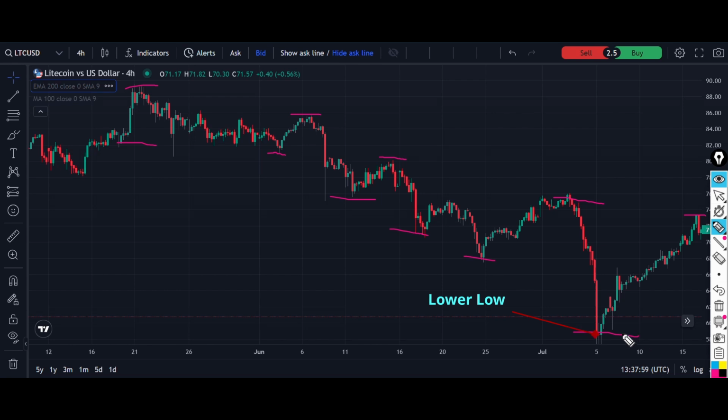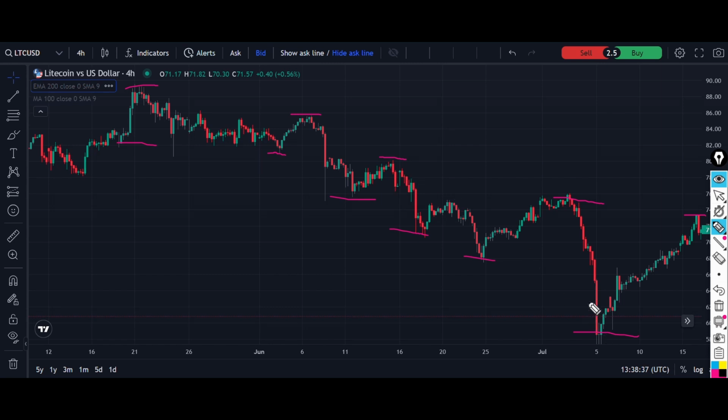Now, the market should stay below the previous low, and as long as the market stays below the lowest low, it's considered a trend continuation. We can see here the price was making lower lows and higher lows than the previous low and high.